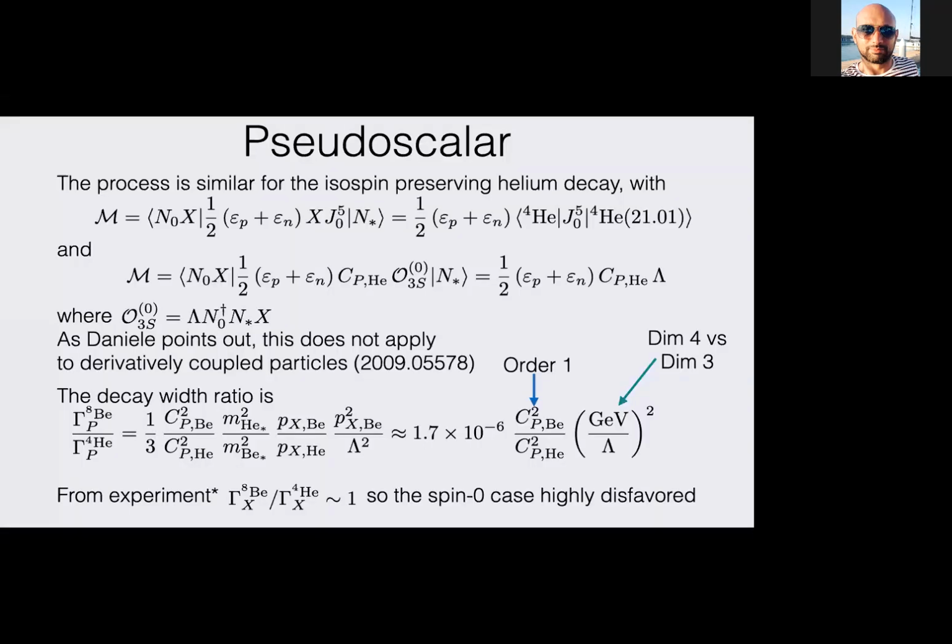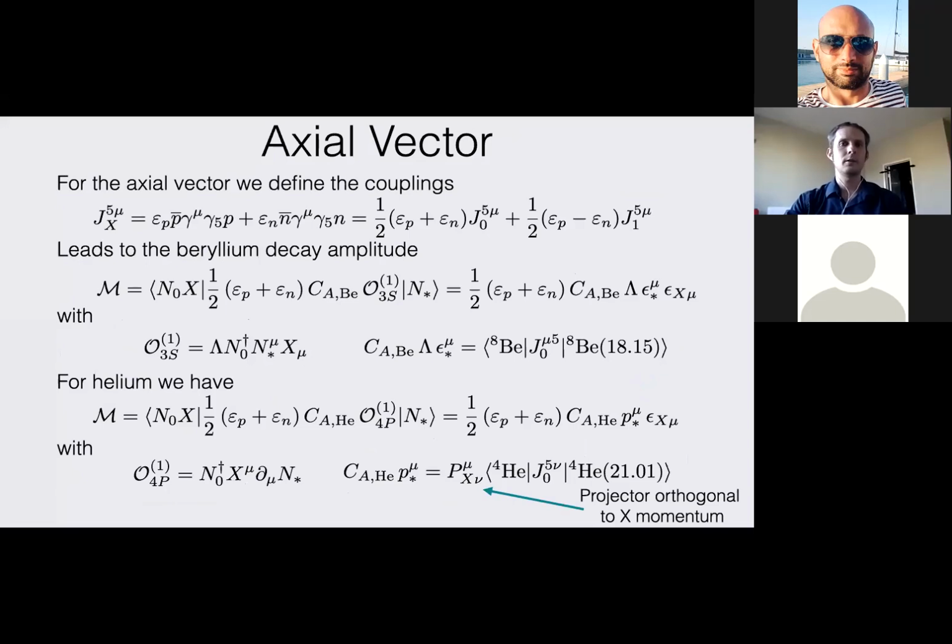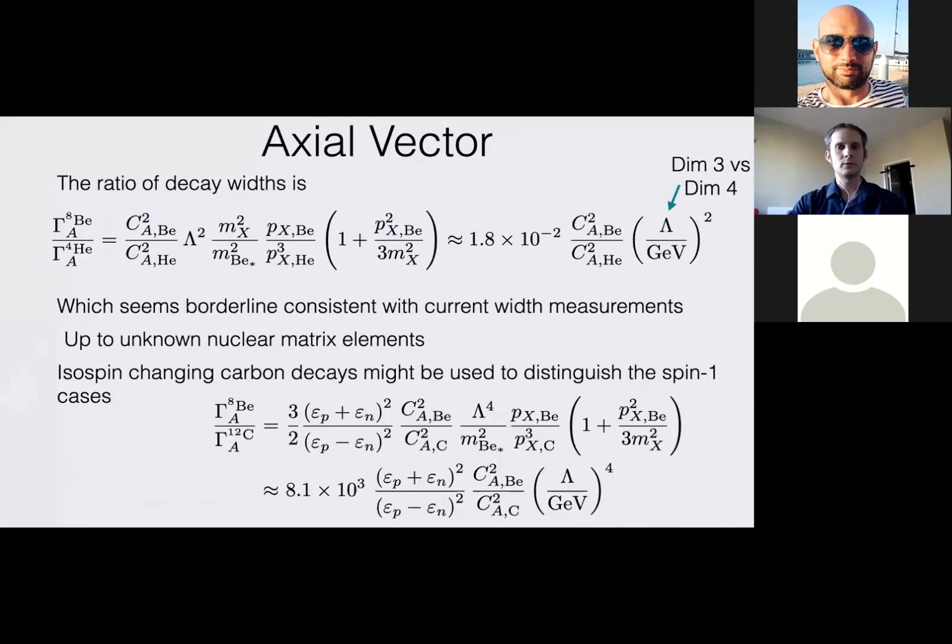We proceed with the same thing, which can be done for an axial vector along the same lines. Of course, the current is slightly different, but not in any meaningful way. And then you can make these matching calculations and comparisons both in the beryllium case and in the helium case. And then again, for the different operators that dominate the decays, find again the ratio of the two.